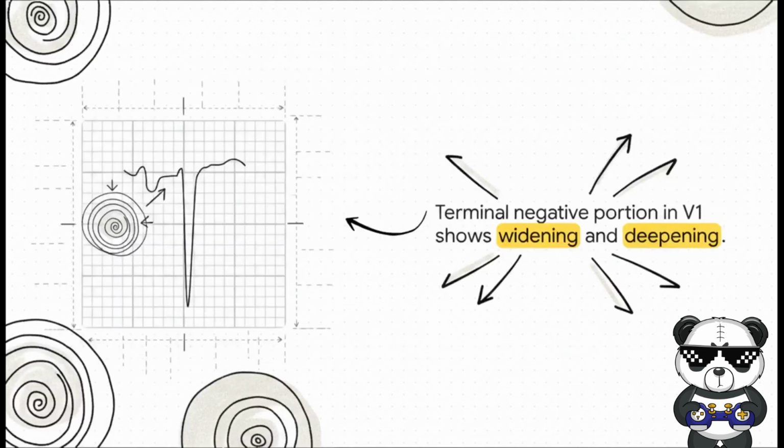And guys, always check lead V1, like we mentioned earlier, because V1 naturally separates the right and left forces, and an enlarged left atrium is going to cause that terminal negative portion to become visibly deeper and wider. Specifically, if you see that negative drop going more than 1 millimeter deep and stretching greater than 40 milliseconds wide, well, that is a highly specific, pretty much undeniable marker for left atrial pathology.